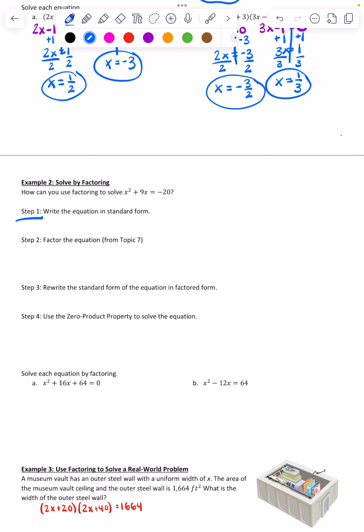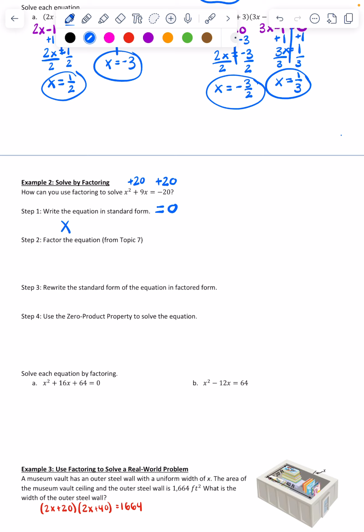If we're going to solve by factoring, we need to first make sure we're in standard form, that we are set equal to 0. So how are we going to do that? We just have to do a little bit of rearranging. And for us, what that's going to look like is we just need to simply move that negative 20 over to the other side of the equation. And we can move it by doing the opposite. So we're going to add 20 to the other side.